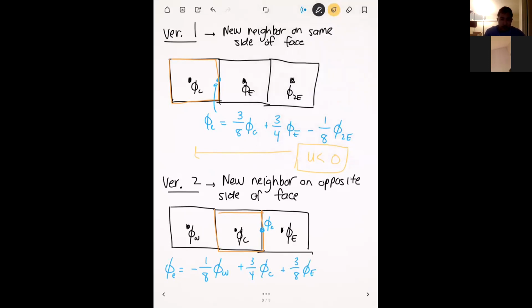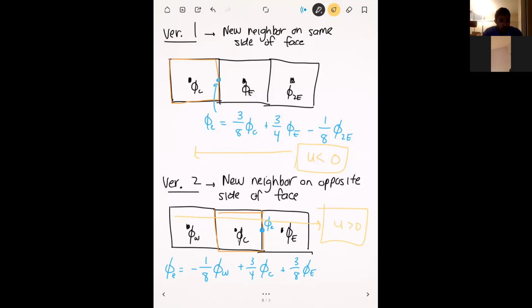Since this puts an additional node on the left, this works well when the velocity goes from left to right, in other words, when the velocity is greater than 0. Those are the two versions of our QUICK scheme that we're going to use. Your goal when writing your code or developing these equations for QUICK is to first determine which way the velocity is coming from, and that's going to determine which of these two versions you use.